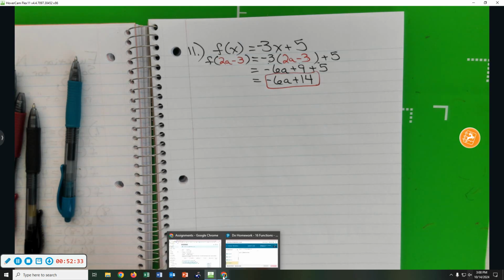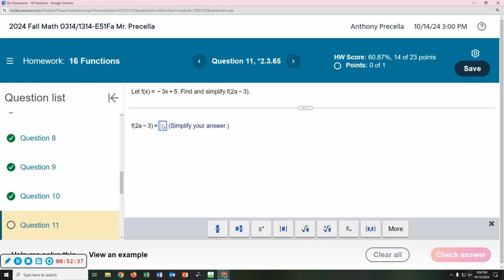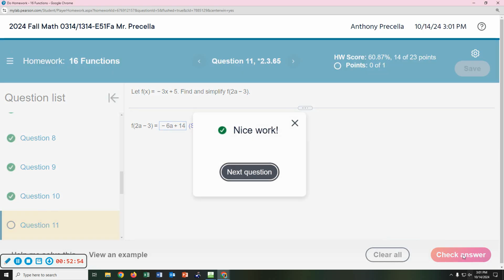Patch that in. Negative 6a plus 14. Negative 6a plus... Oh, wait. How did I get a capital? Is the caps lock on? Yes. Remember, there's no time you should use capital letters. In my lab, there's no time you should press the space bar.